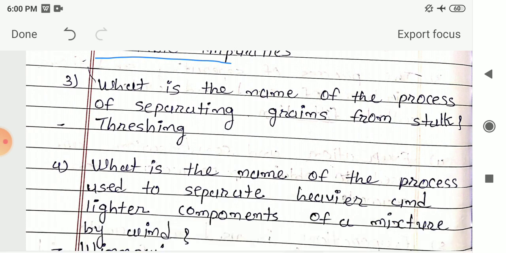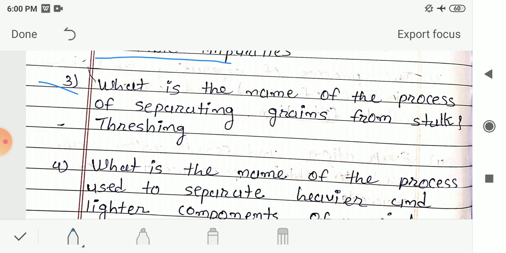Next is, what is the name of the process of separating grains from stalk? So this process is known as threshing.